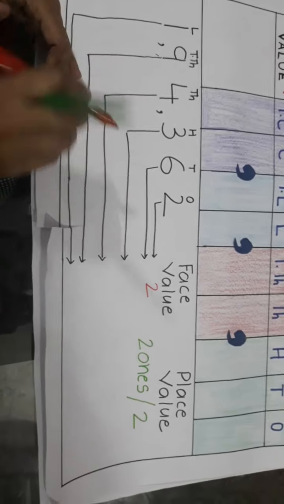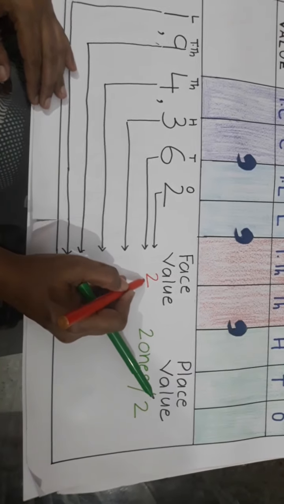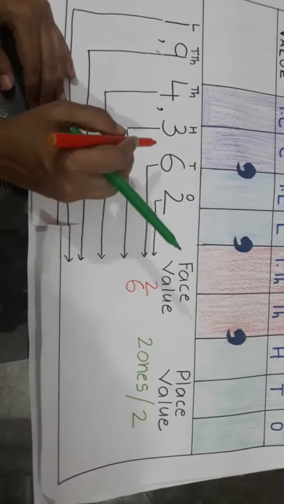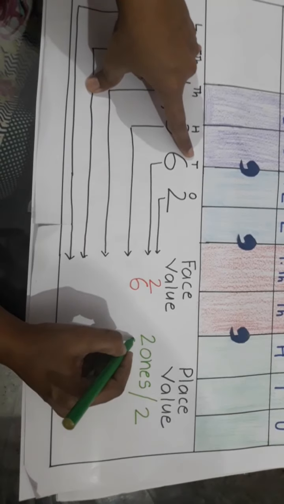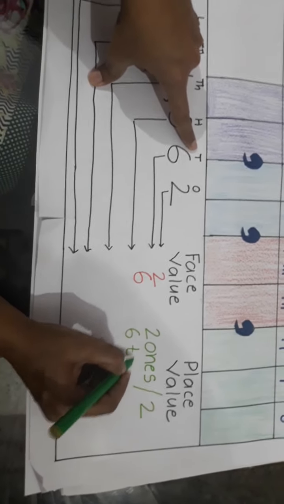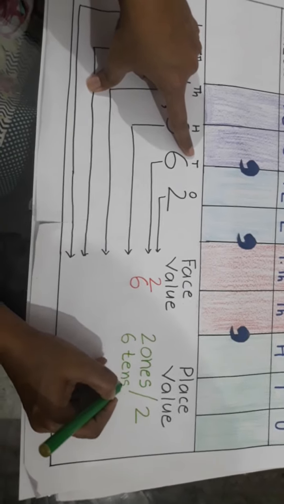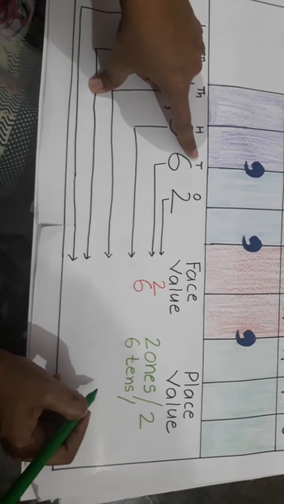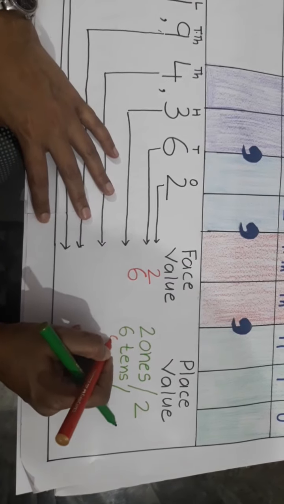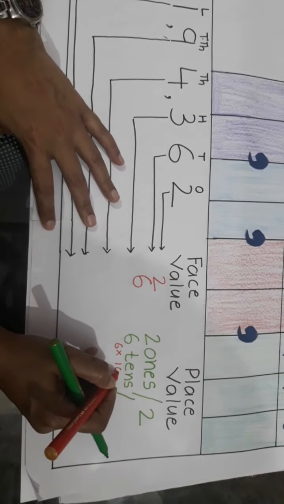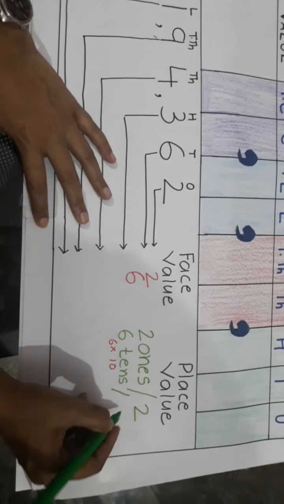Alright, now check this digit over here. 6. What is the face value of 6? It is 6 itself. But where is it sitting? It is sitting at 10's place. So this is 6 tens. And 6 tens means what? 6 multiplied by 10. Wait, let me write here so that you remember. It is 6 multiplied by 10. So what is the answer? 60.